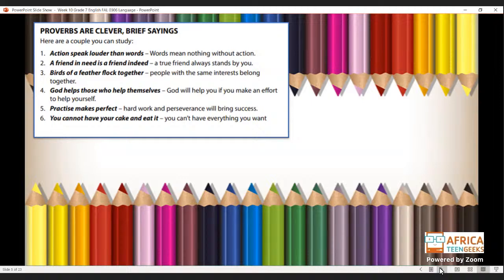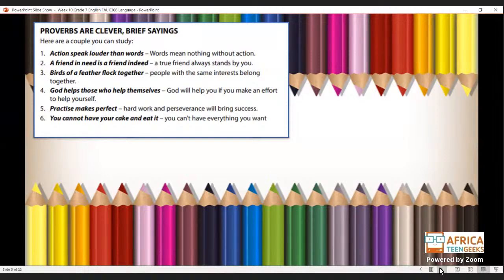Next one we have, practice makes perfect. Hard work and perseverance will bring you success. That's why we practice a lot of our things over and over again. Then we have, you cannot have your cake and eat it. So you can't have everything you want. Usually when you get a big cake in the house, you have to share it.